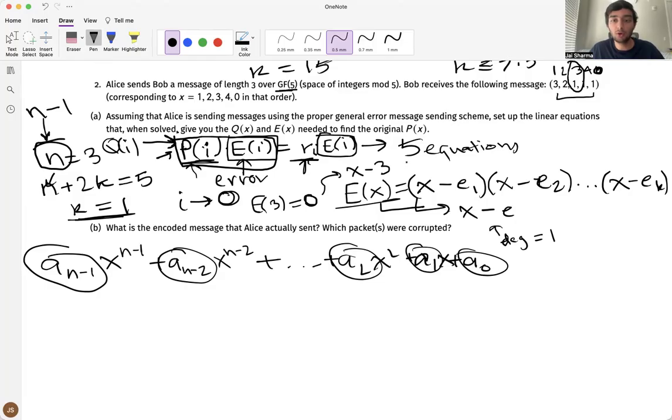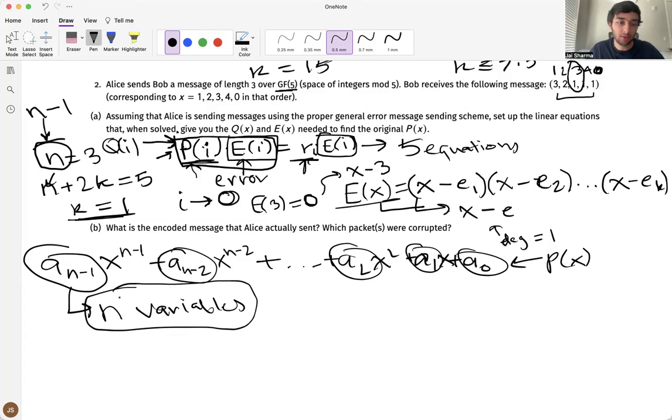So the hope is, you have 5 equations and 5 variables, and I'm trying to show you that there are indeed the same number of variables and equations, right? Because the degree is n minus 1, the number of coefficients here is actually n, not n minus 1, because you have this a_0 at the end. So there's actually n variables. And by the way, this is coming from p of x, right? So there are n variables in p of x, okay?